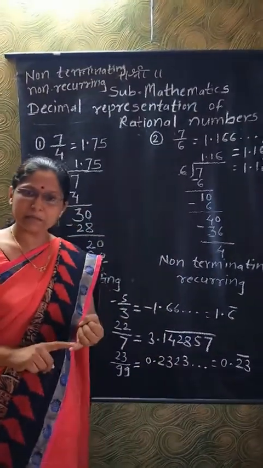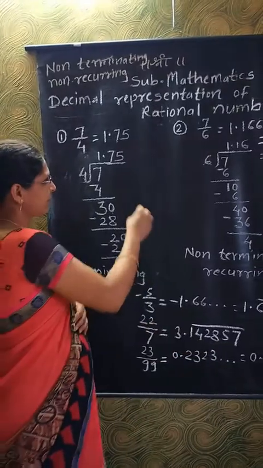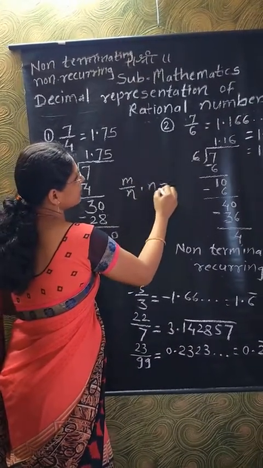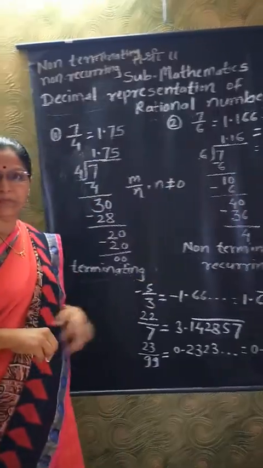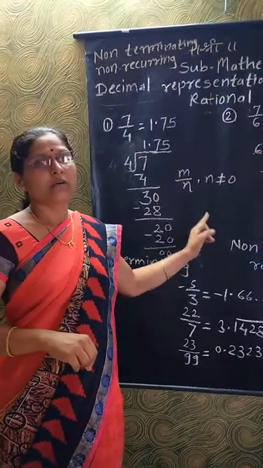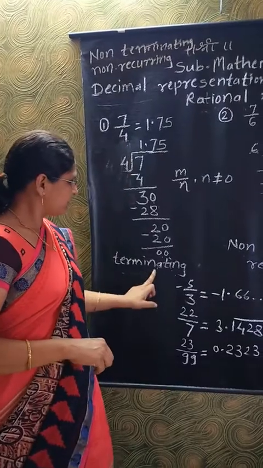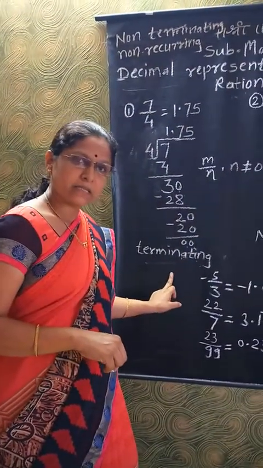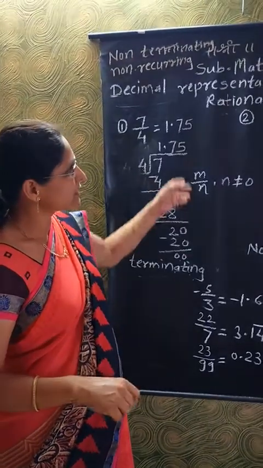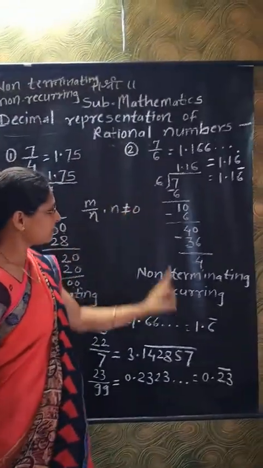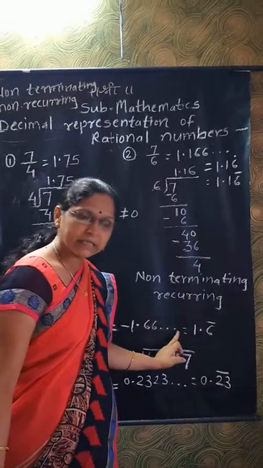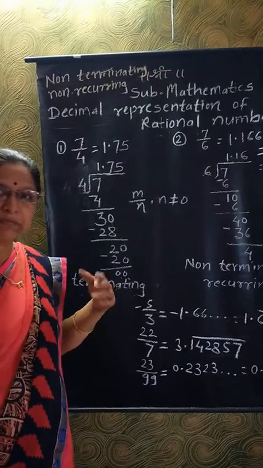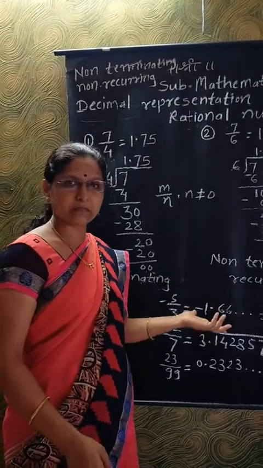Rational numbers are numbers in the form m upon n, where n is not equal to 0. When numbers are terminating decimals, these are also rational numbers. The numbers whose decimal form is non-terminating recurring are also rational numbers, and the perfect squares are also rational numbers.